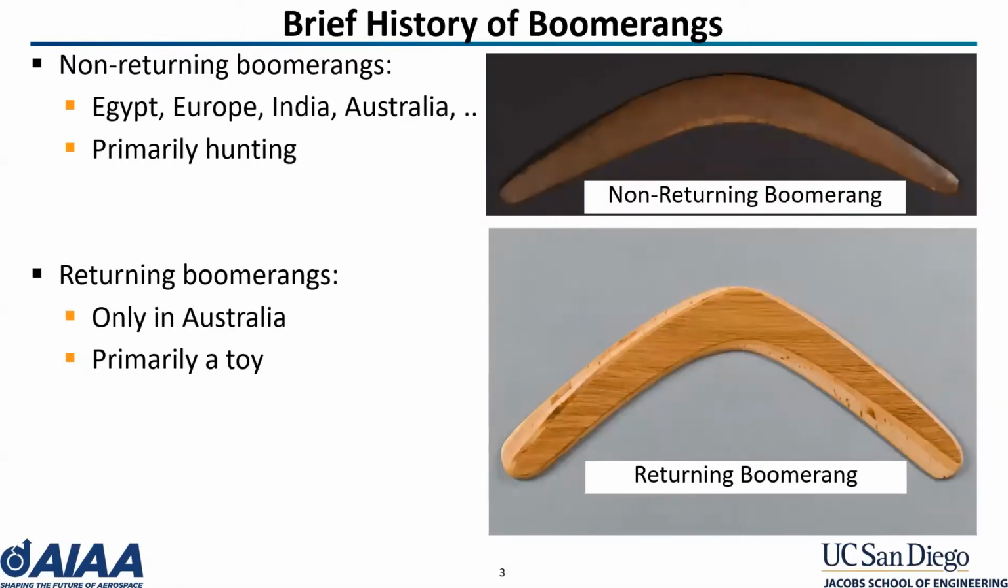Let us start with a brief history of boomerangs. There are two types of boomerangs, non-returning boomerangs and returning boomerangs. Non-returning boomerangs were found in all continents and many countries, ranging from Egypt, Europe, India, and Australia. Non-returning boomerangs were primarily used for hunting. Returning boomerangs, on the other hand, were only found in Australia. They were primarily used as toys.